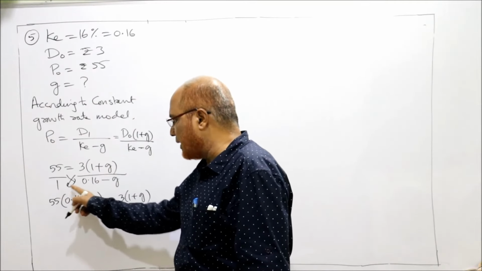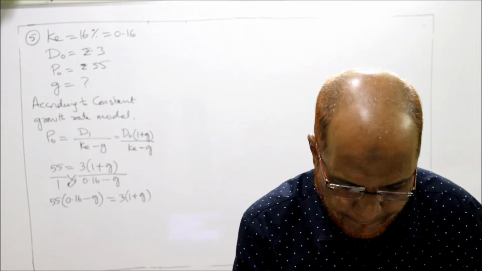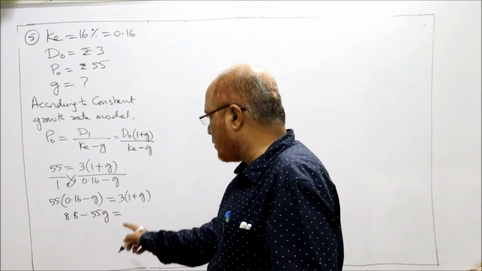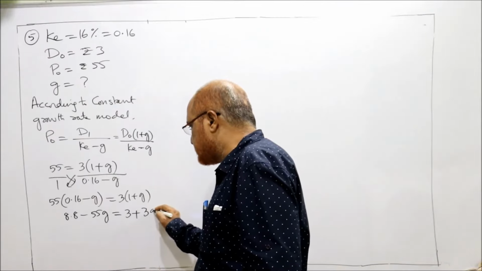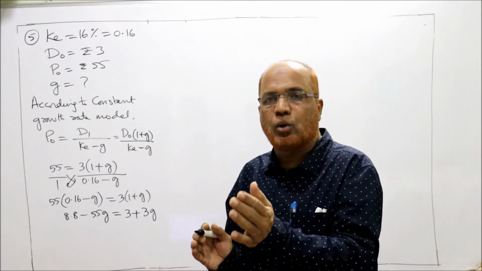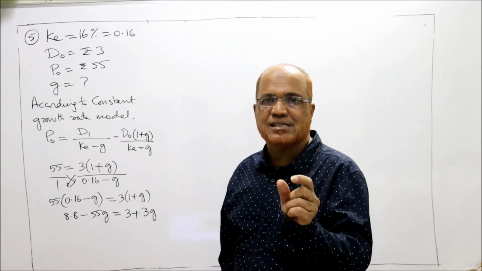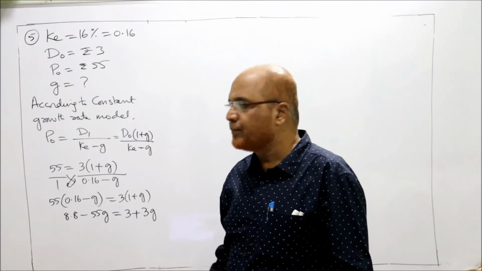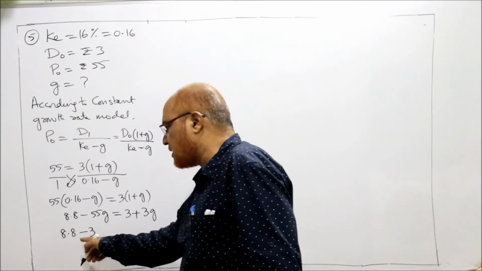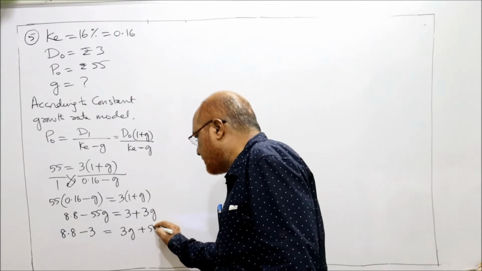So 3 into 1 plus G into 1 is the same as 55 into 0.16 minus G. Now we will open the bracket. 55 into 0.16 is 8.8 minus 55G is equal to 3 into 1, 3 plus 3 into G is 3G. We have opened the bracket, right? Now what will we do? We put the variables in one place and the constants in another. Variables means where this G is, and the 3 and 8.8 are constants. So constants on one side, variables on one side. This 3 on the RHS we bring to the LHS, so 8.8 minus 3, and the minus 55G, if brought to the RHS, becomes plus 55G, with 3G as it is.